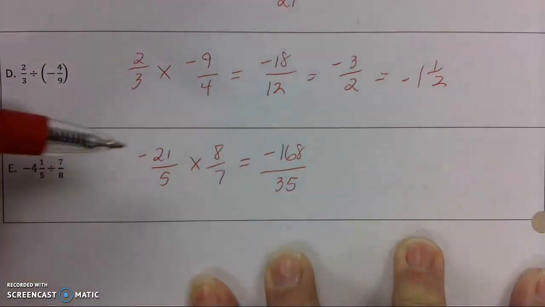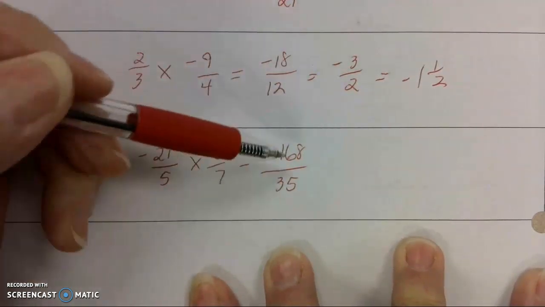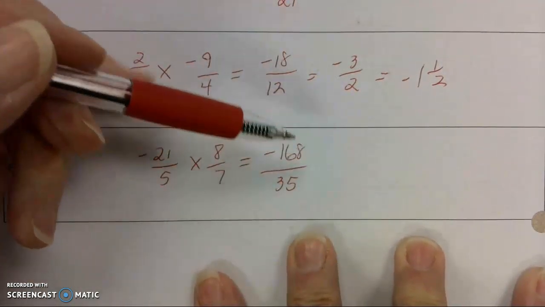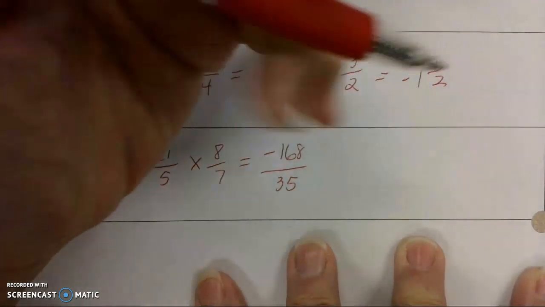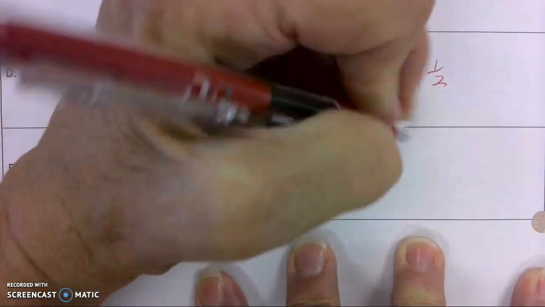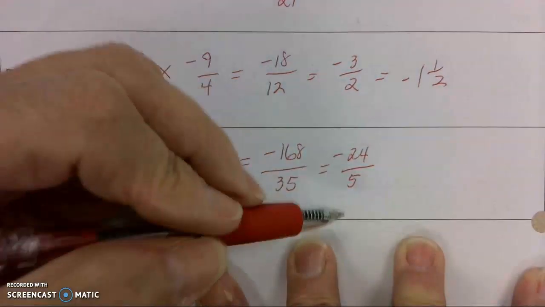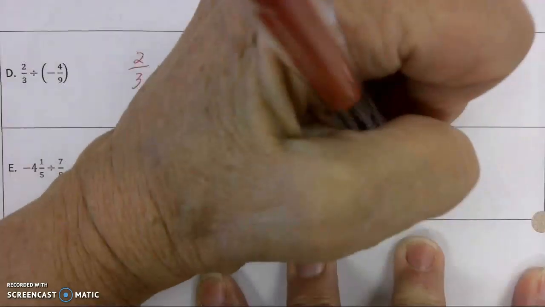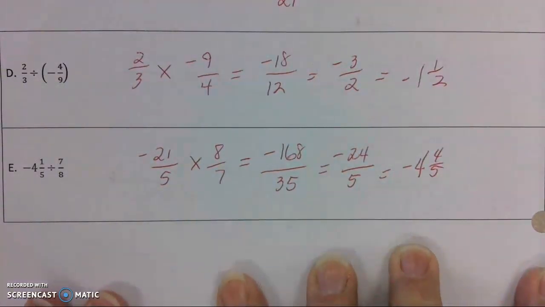Okay, here again, you can leave it or you can simplify it. If I go through here and divide this, actually I can divide 7 into 168. So that's going to be negative 24 over 5. So I can leave this as negative 24 over 5, or I can change it to negative 4 4/5.